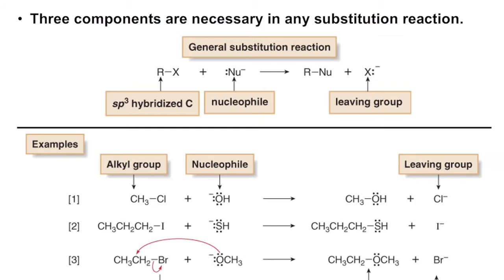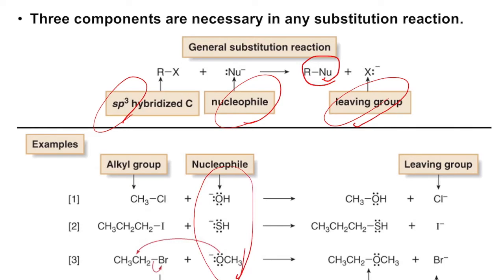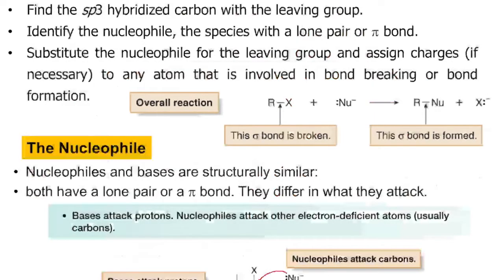These are general features of nucleophilic substitution. We have an sp3 hybridized carbon with a leaving group. The leaving group leaves the structure and the nucleophile comes to the structure like that. Nucleophiles have a negative charge, are anions, or have a lone pair of electrons, or are enriched in electrons.